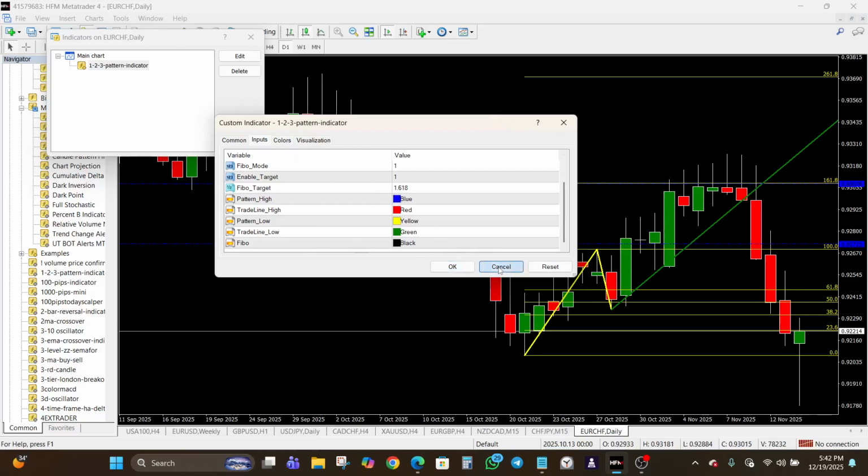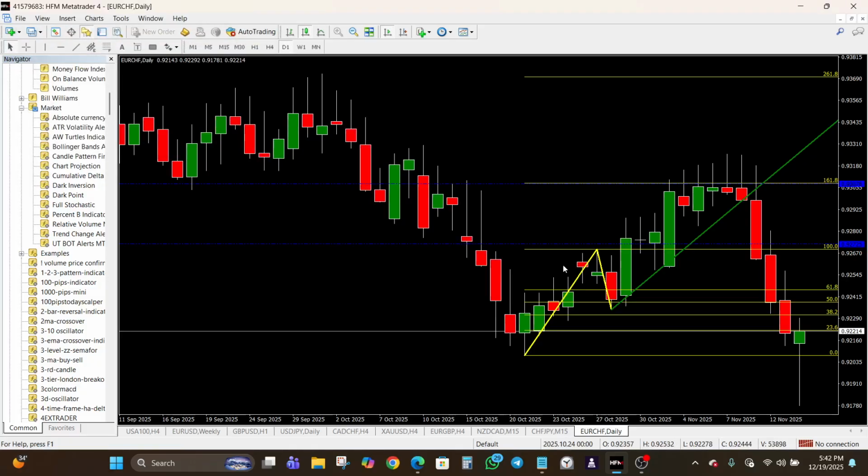All right. So basically, this indicator can be used by day traders and swing traders. A scalper can also use the indicator, but I'm going to recommend this indicator for day traders and swing traders, basically for the higher time frames.